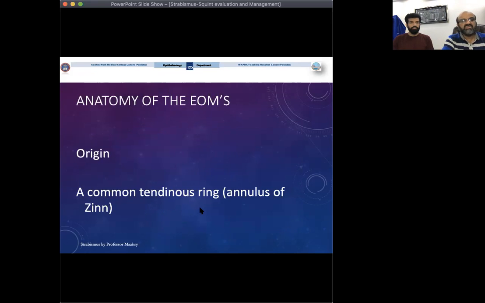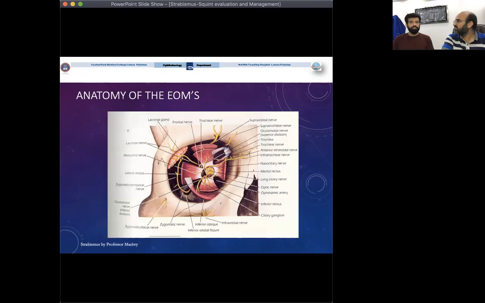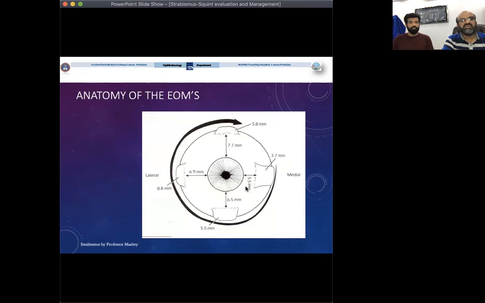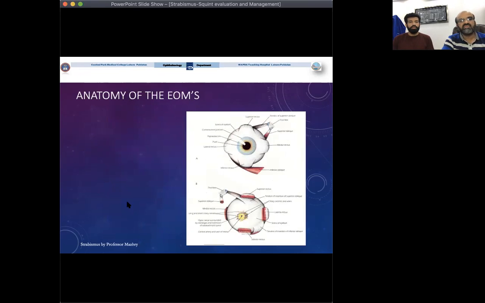The origin of the extraocular muscles is from the annulus of Zinn, right at the orbital apex, except the inferior oblique, which originates from the orbital floor. Insertion we have already discussed. This is the spiral of Tillaux: 5.5, 6.5, 6.9, and 7.7. Starting from the medial rectus, it keeps on moving away from the limbus. That's a thing you need to memorize.